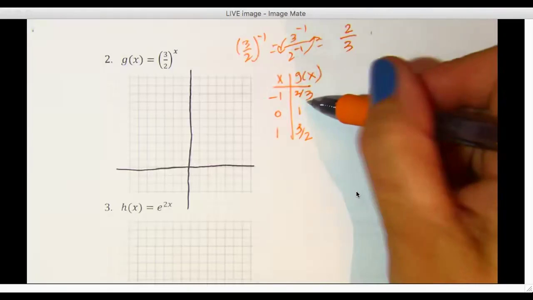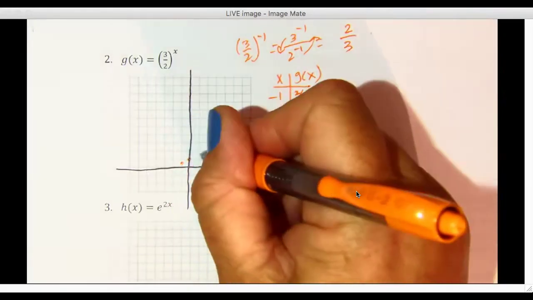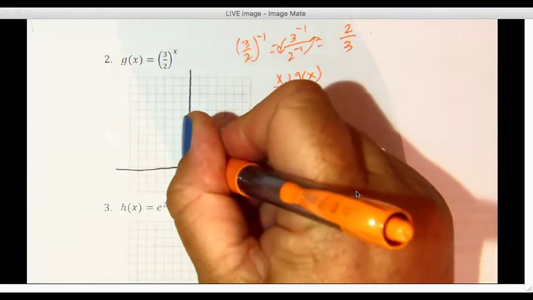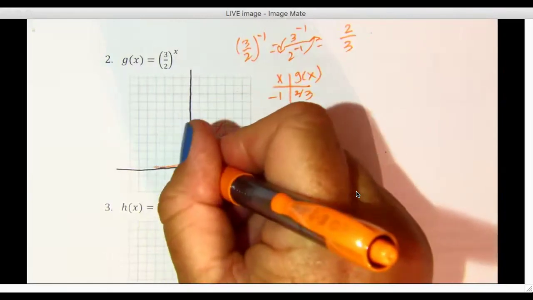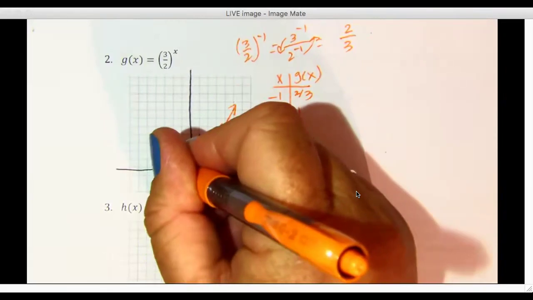And 2/3 is a little less than 1, and then a 1, and then a little more than 1. So this is a very slow growth function. And oops, I messed my graph up there a little bit. That's okay.